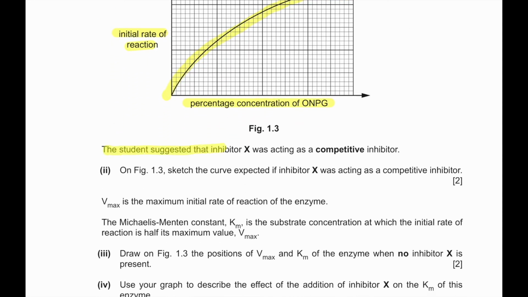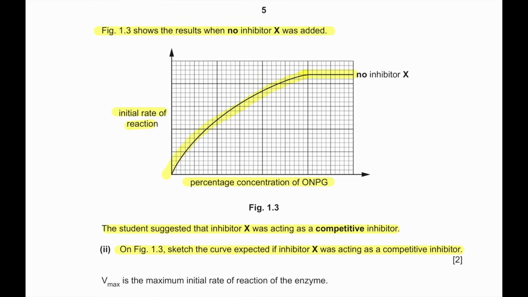The student suggested that inhibitor X was acting as a competitive inhibitor. On figure 1.3, sketch the curve expected if inhibitor X was acting as a competitive inhibitor. A competitive inhibitor does not stop the reaction from taking place. It just occupies the active site for as long as the concentration of the substrate is not enough. When the concentration of substrate goes beyond a certain point, it can knock that competitive inhibitor off the active site and the reaction still takes place.